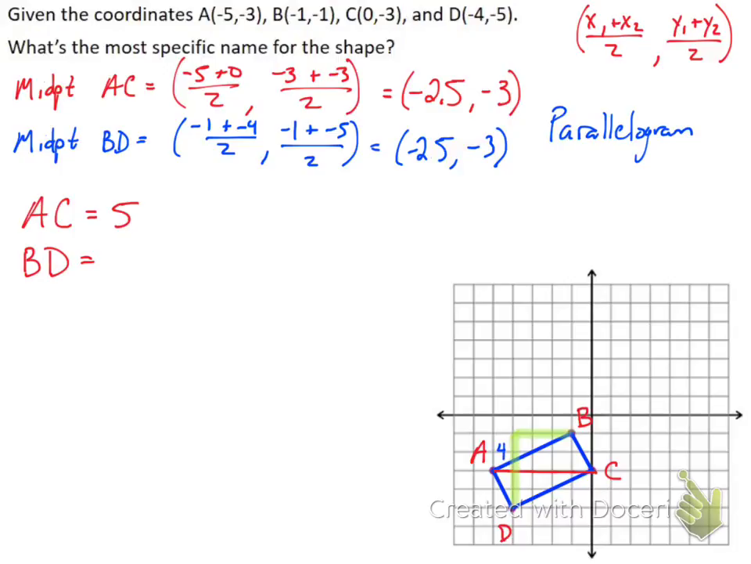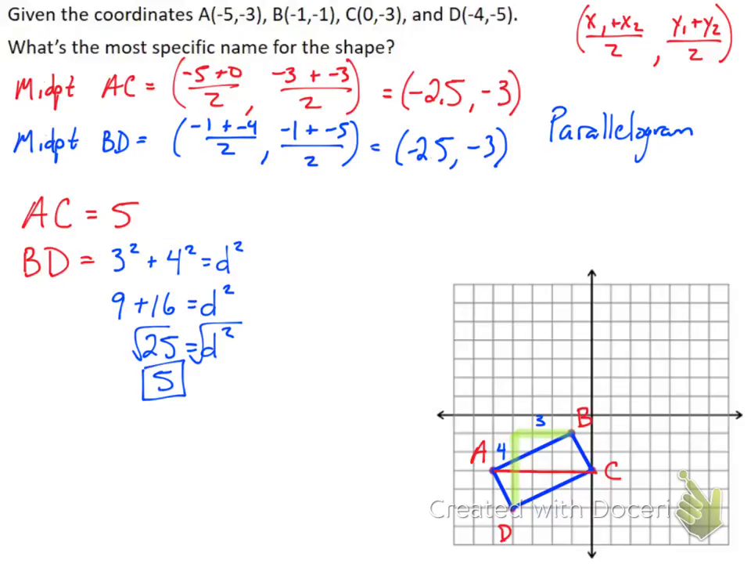And I traveled right 1, 2, 3. So to figure out this length, I can make a right triangle out of it, and so I can go 3 squared plus 4 squared is equal to d squared. And so 3 squared gives me 9, plus 16 is equal to d squared. That gives me 25. So 25 is equal to d squared. So take a square root, and I can show that the length of BD is 5 as well.